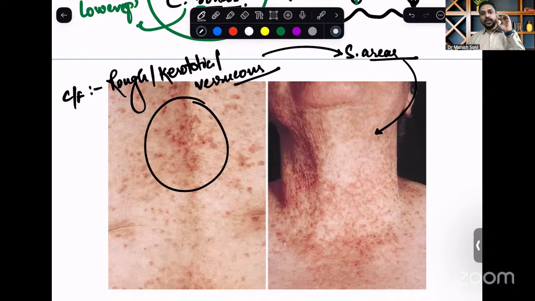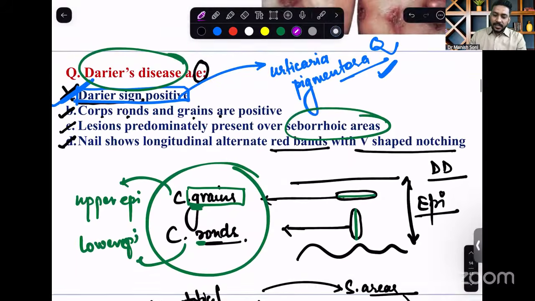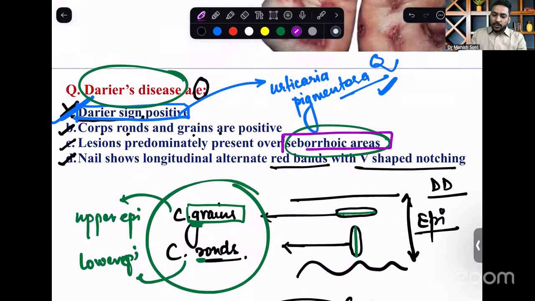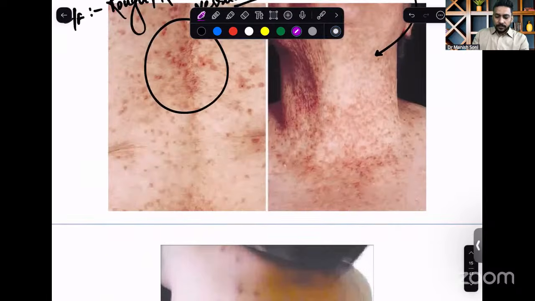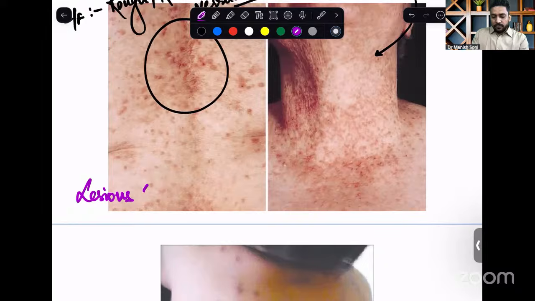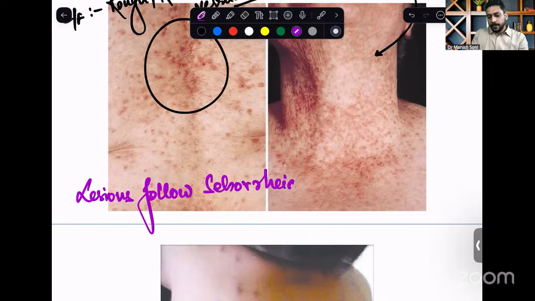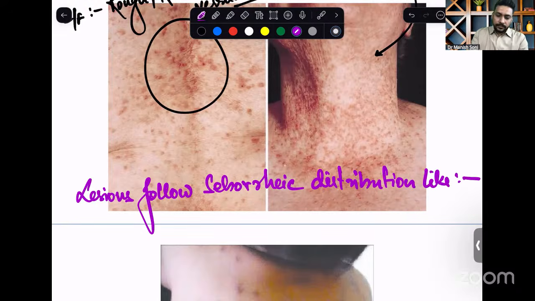Okay. Now this is not the only condition where seborrheic areas are involved. Seborrheic areas can be involved in various conditions. So what are those conditions where seborrheic areas are involved? So lesions follow seborrheic distribution in many conditions, like one I just now told you, that is Darier disease. So you can remember Darier disease.